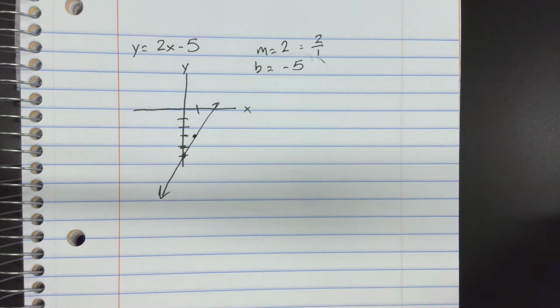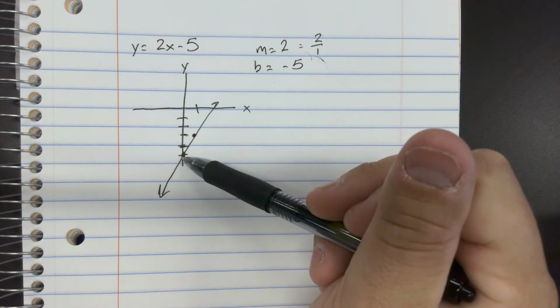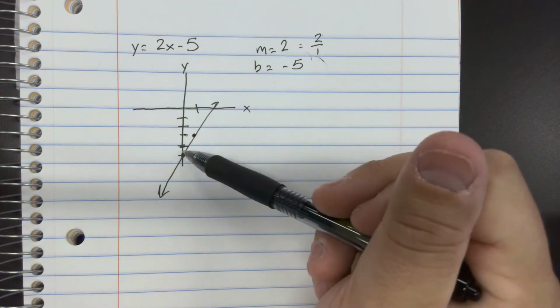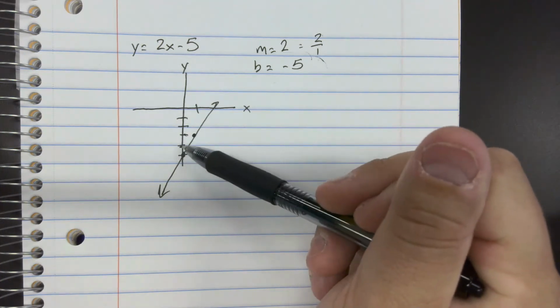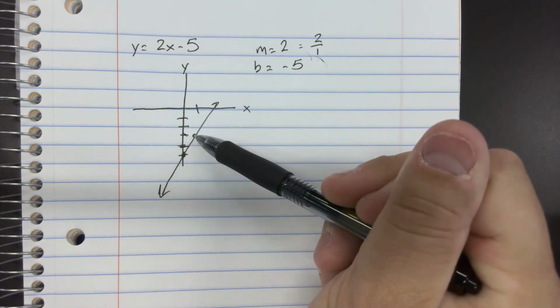Kind of cool, right, Mallory? So here's your y-intercept right here, right? And your slope's 2 over 1, so from here you're going to go up 2. So 1, 2, and then you run to the right 1.